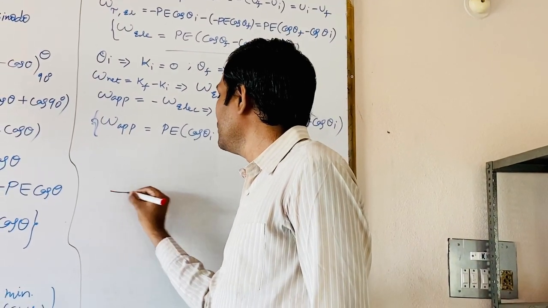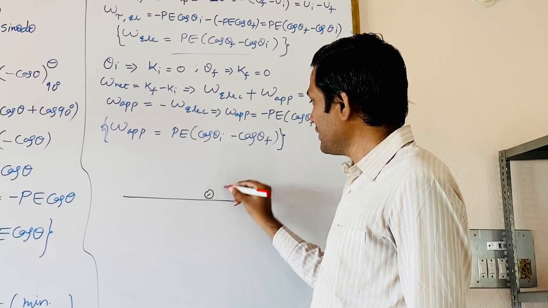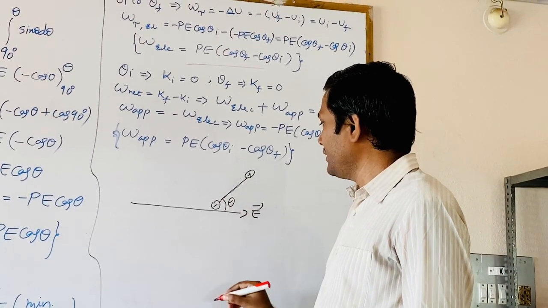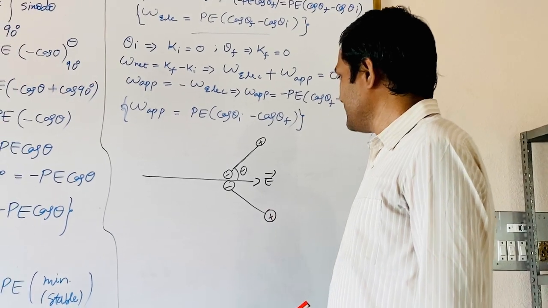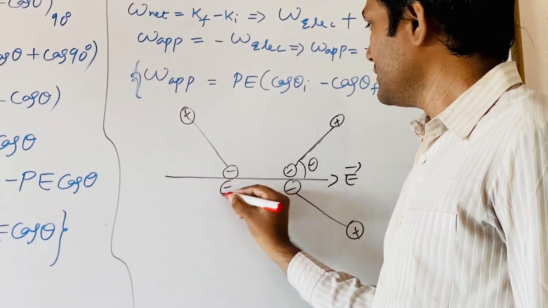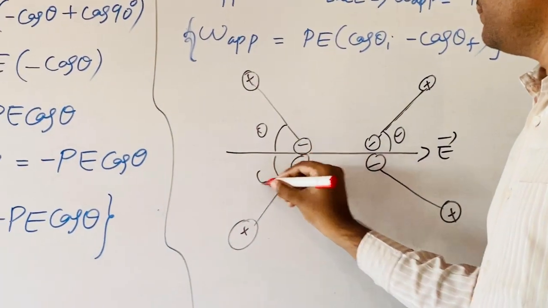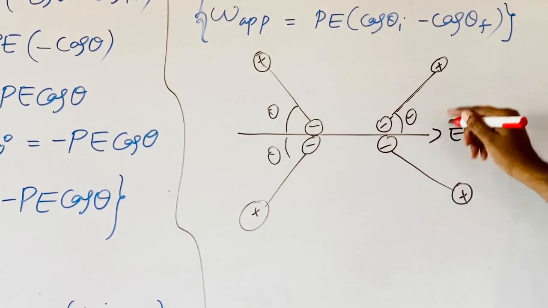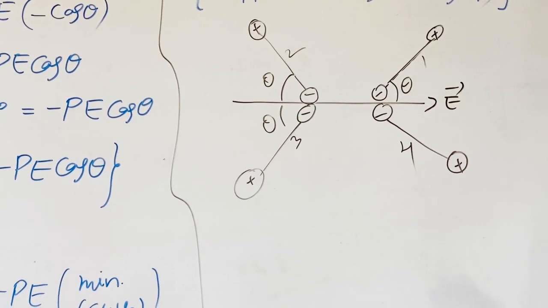Now in this situation we can use one little problem. First of all, assume this is the direction of the electric field. This is the minus charge, this is the plus charge. This is the angle theta we are seeing here. Again this is minus, this is plus, this is negative, this is positive. Here also assume the angle theta. What I am showing you here are four dipoles: 1, 2, 3, 4, totally four dipoles.